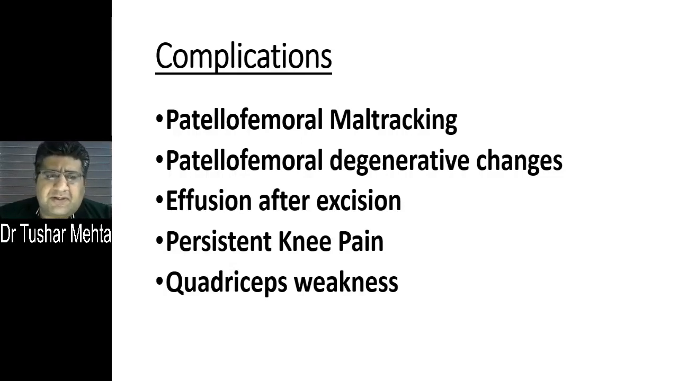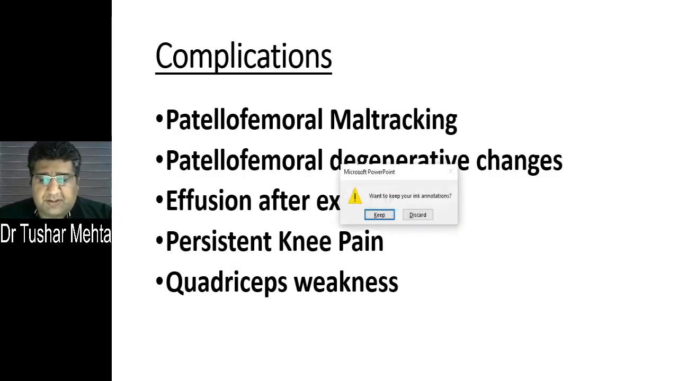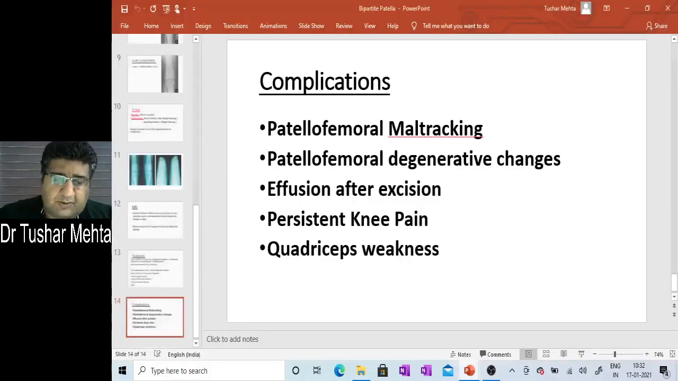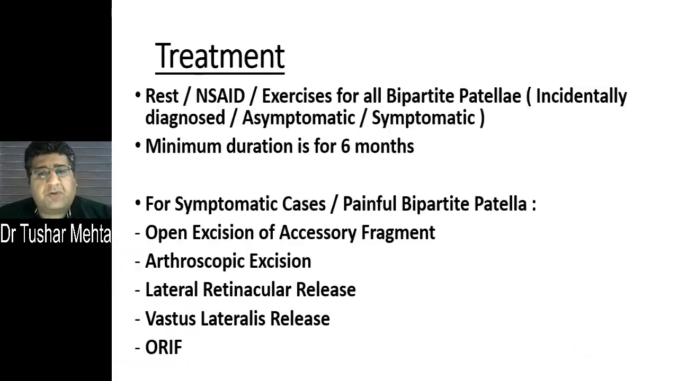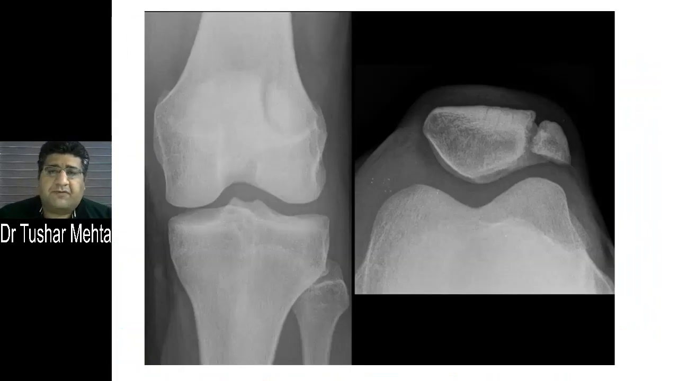After excision, guys, let me tell you, effusion is a very common complication, because you're removing a chunk from there. So that can be the reason for effusion. Persistent pain can happen. Weakness of quadriceps, as I told you, is certainly one complication. So these are the potential complications that I think you guys should be aware of. And with this, we come towards the end of the topic.